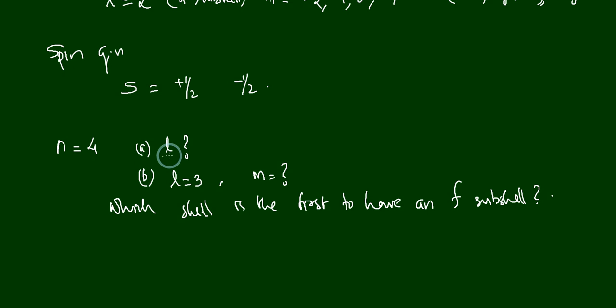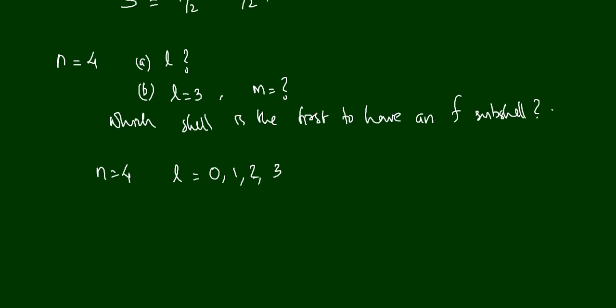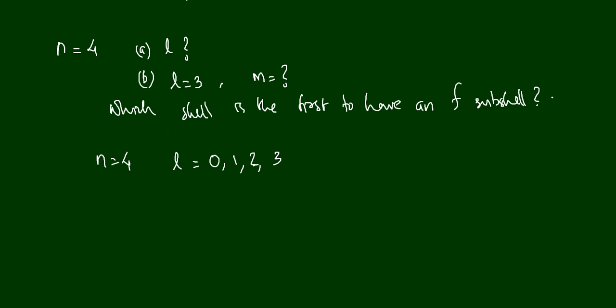So n is equal to 4. What are the possible values of L? For n equal to 4, the possible values of L are 0 to n minus 1. So that is 0, 1, 2, 3. These are the possible values of L. Okay, that answers the first question.